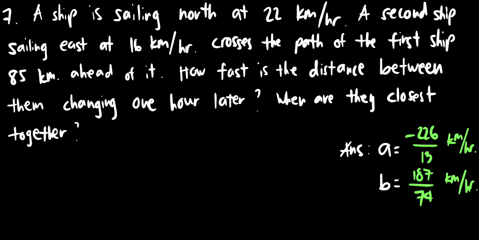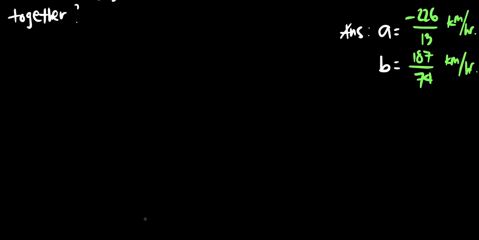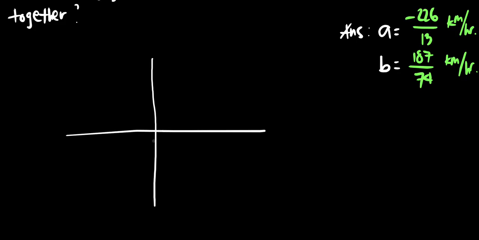A ship is sailing north at 22 kilometers per hour. A second ship is sailing east at 16 kilometers per hour. It crosses the path of the first ship 85 kilometers ahead of it. So how will we picture this one? We'll draw a cross line.